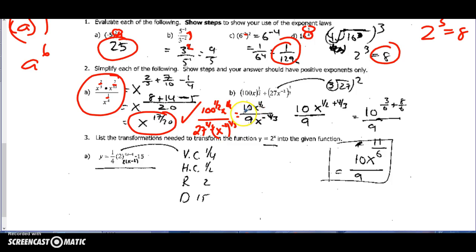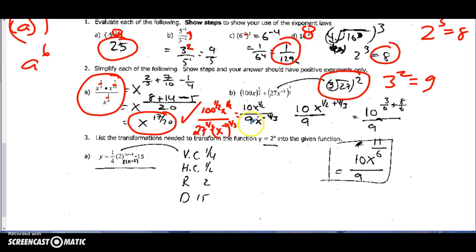100 to the half is the root of 100, which is 10. So that's how I get this. X to the half is just x to the half. 27 to the 2/3 is the 3rd root of 27 squared. So what times itself gets you 27? That's 3. Squared, that's 9. So that's how I have 10 and 9. And now the only thing I'm missing here is this guy. Exponent rules, power of a power. -2 times 2/3, that's -4/3.